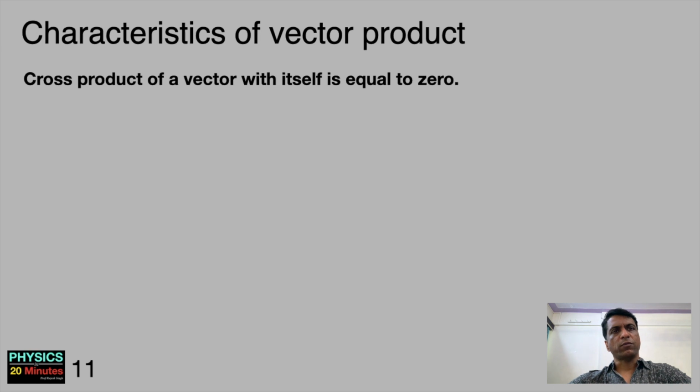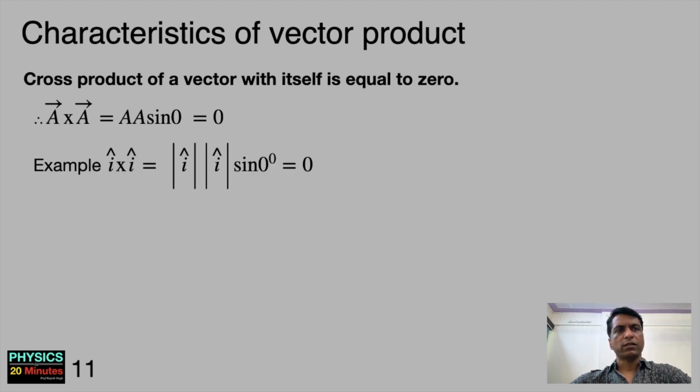The cross product of a vector with itself is equal to 0 vector. The angle that a vector makes with itself is 0. Since sine 0 is 0, the cross product of a vector with itself is 0. So if you take unit vectors, then their cross product with themselves are going to be 0. So i cap cross i cap, j cap cross j cap and k cap cross k cap, all three are going to be 0.